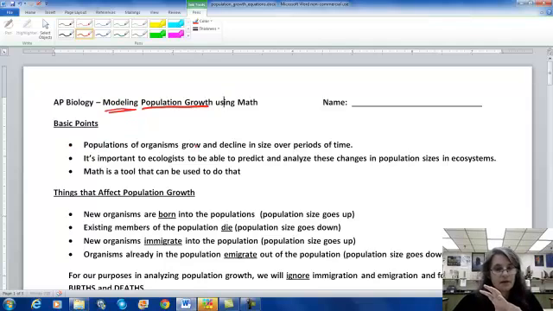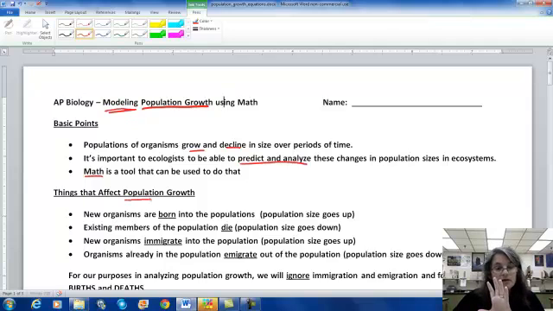Of course, we know that populations of organisms grow and decline over time. You may have a lot of organisms be born in your population and the number goes up, or a lot die and the number goes down, whatever. It's important as ecologists to be able to predict and analyze these changes, and sadly for some of us, math is a tool we can use to do that. Now, this is all very elementary here, but make sure we're comfortable.